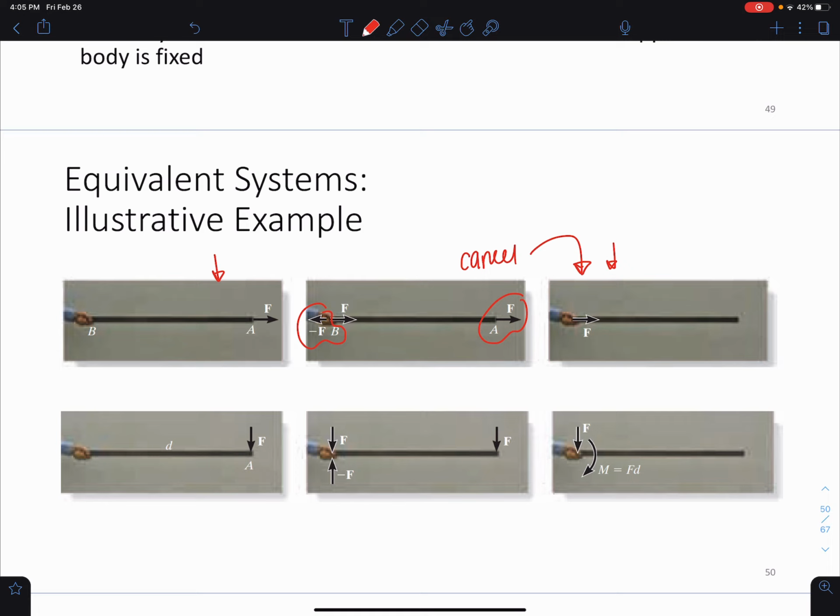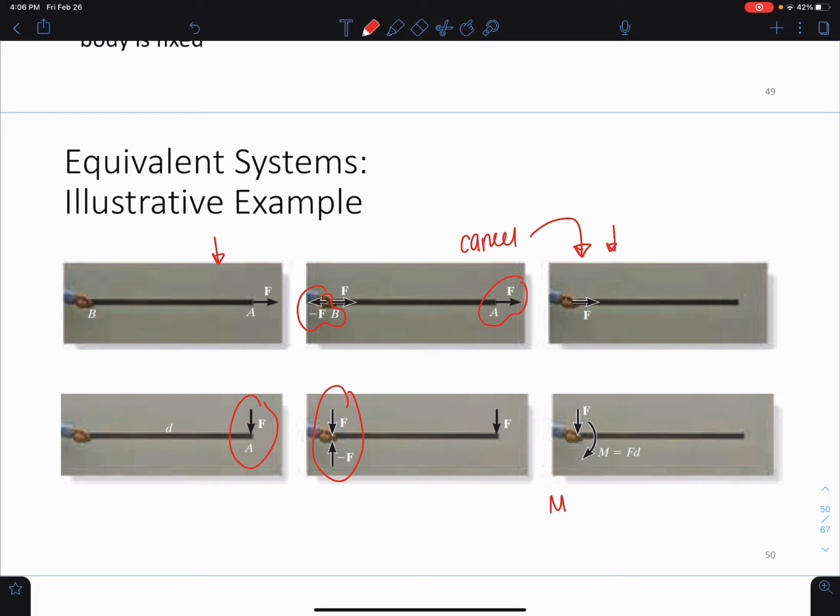Okay, so if F is applied perpendicular to the stick, as in this figure here, then we can attach a pair of equal and opposite forces, so right here, F and negative F at B, and force F is now applied at B. The two other forces, F at A and negative F at B, form a couple that produces the couple moment M equals FD right here. Therefore, the force can be moved from A to B, provided a couple moment M is added to maintain an equivalent system.